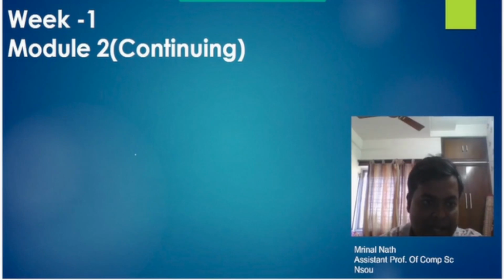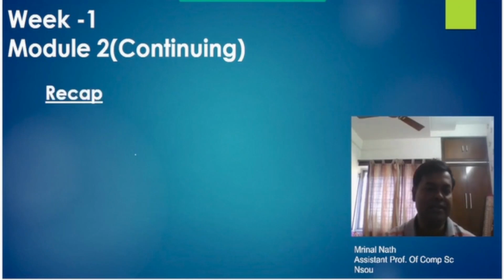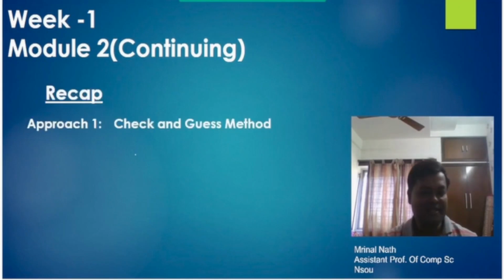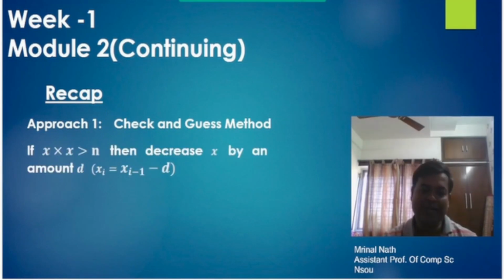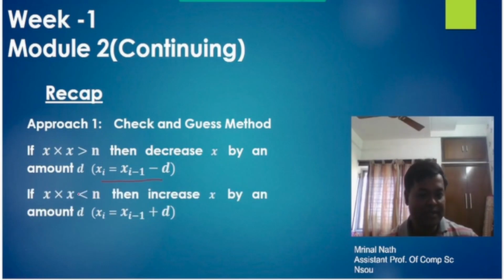In our last lecture, we discussed approach 1, that is the check and guess method. In that method, if x into x is greater than n, then decrease x by an amount d. So this is the equation, right? And secondly, if x into x is less than n, then we increase x by amount d. These are the two updation rules we have used in approach 1.